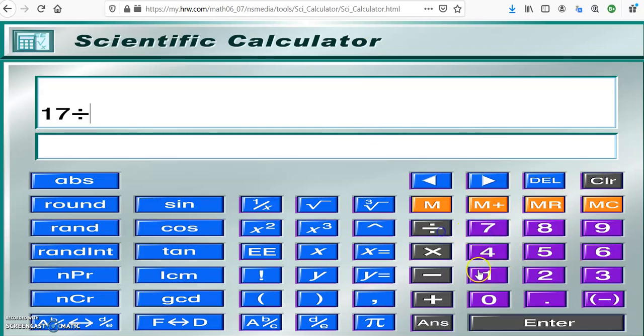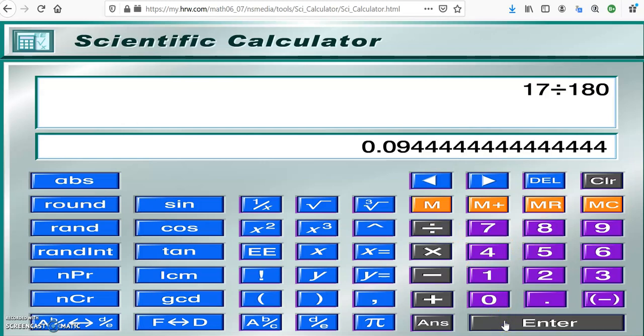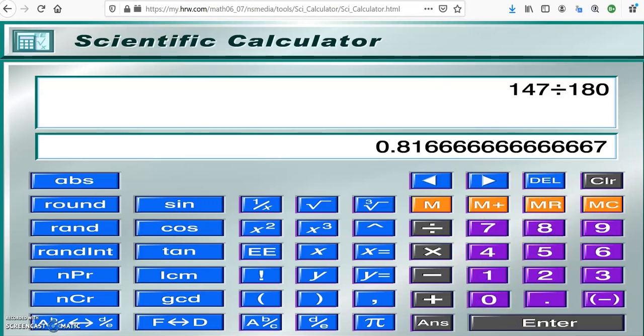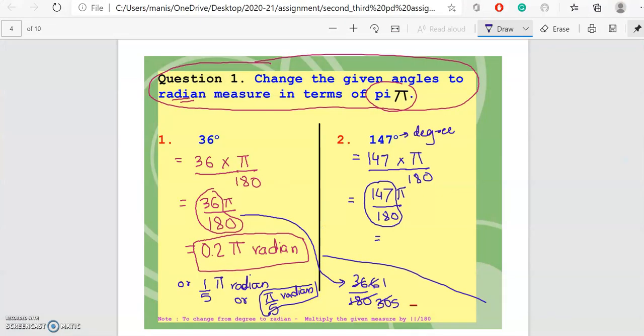147 divided by 180. Now if you are wondering where this calculator is, I have already given you the link to this calculator in your Verge. So you can find the calculator there also. I made a mistake last time, so it is 0.81. So I will come back over here and write 0.81. Please keep in mind we also have this pi over here, and this is your radian. Go ahead and copy the solution in your binder.